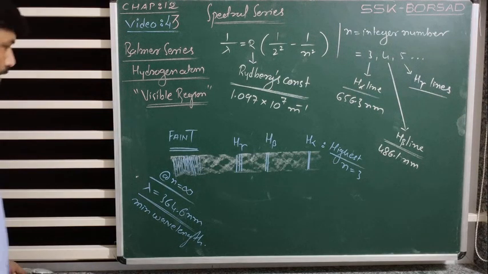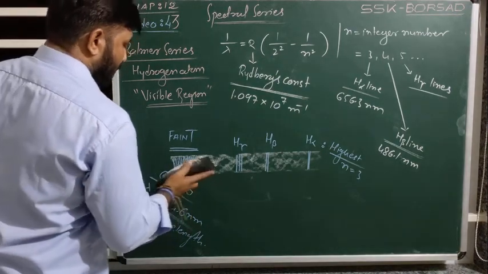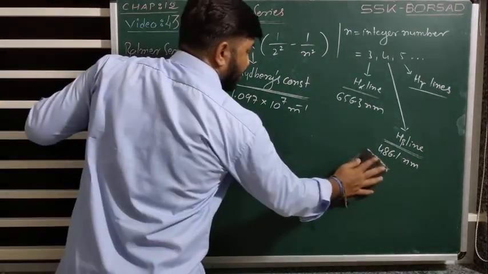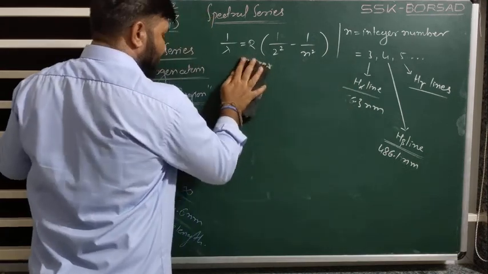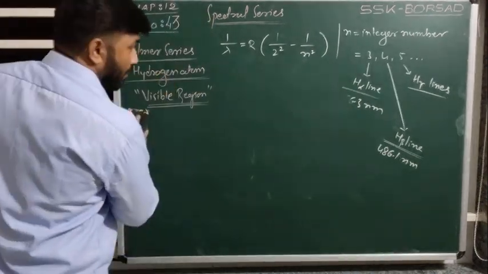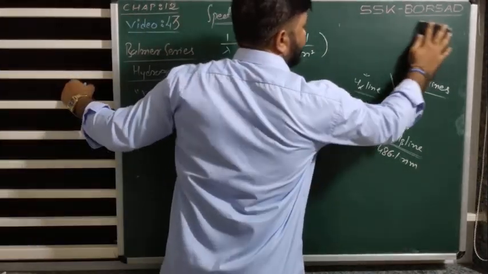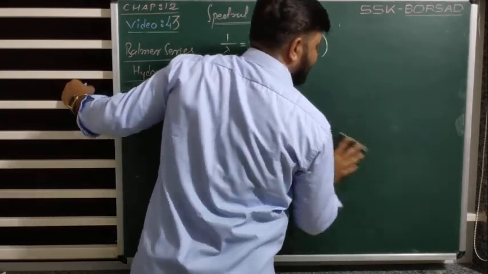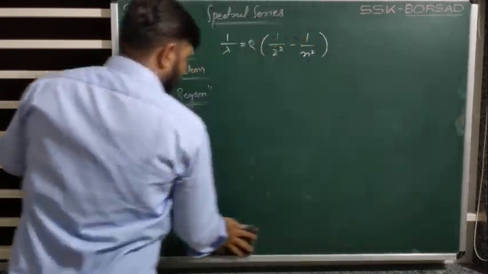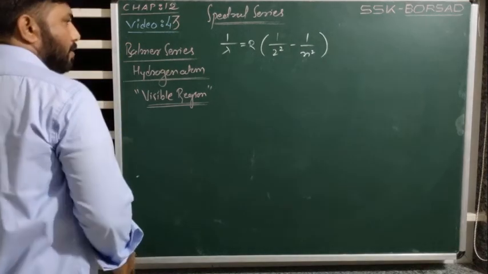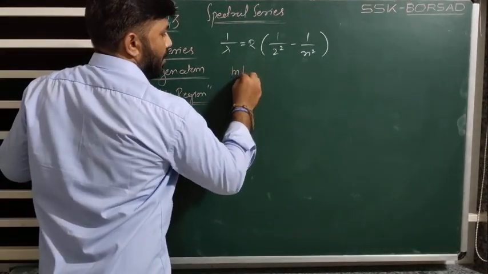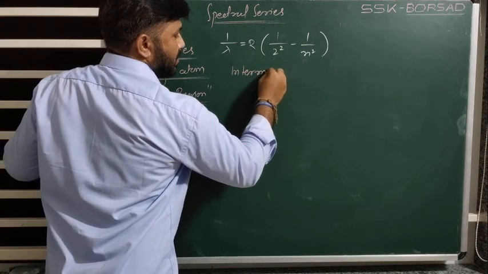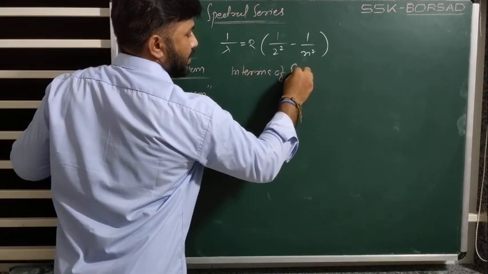Okay, then after this page, page number 421, on page number 422 there is one more equation. What is that equation? Let us say this Balmer series is in terms of frequency.